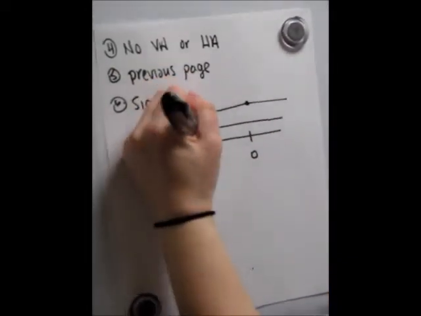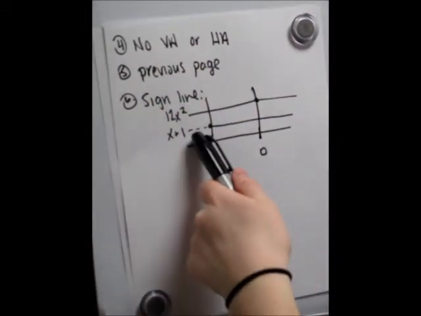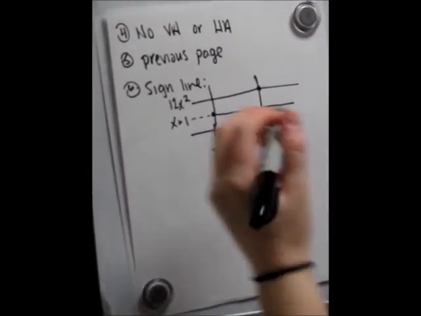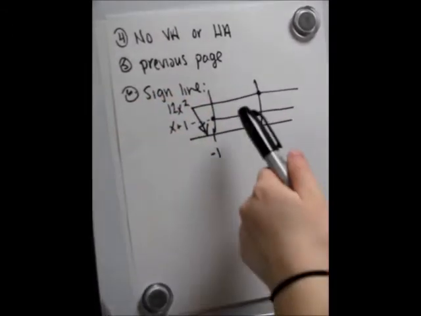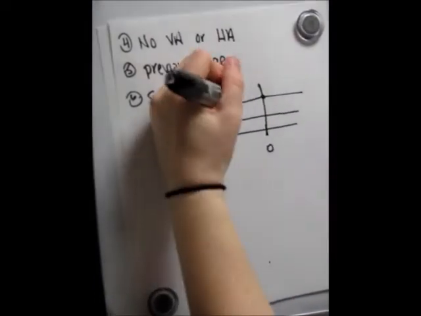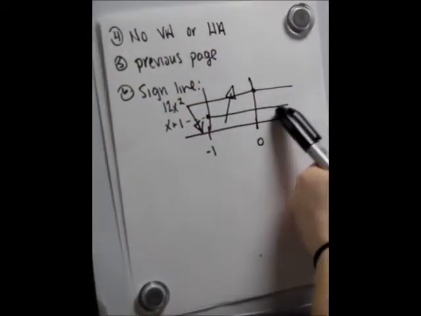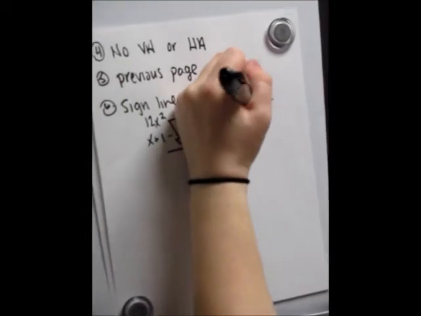So we're going to break this down into 3 sections. You'll have a negative and a positive, which means your line will be going downward. You have a positive and a positive, which means your line will be going upward. You have another positive and a positive, which means it will be going upward.